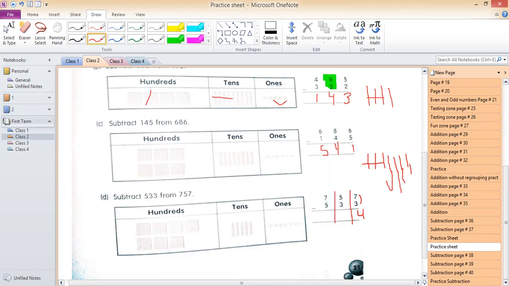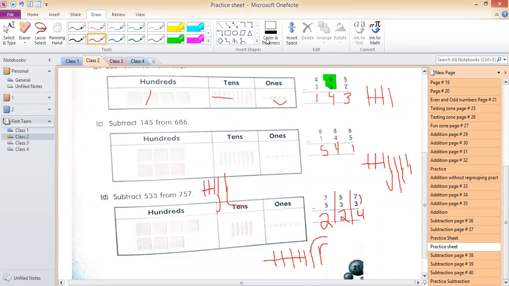Now you have to subtract the tens. 5 minus 3. For that you will draw 5 lines. 1, 2, 3, 4, 5. And then you have to cut 3 lines and check how many lines are left. 1 and 2. So 5 minus 3 is equal to 2. Then you have to subtract 5 from 7. Draw 7 lines. 1, 2, 3, 4, 5, 6, 7. And cut 5 lines. 1, 2, 3, 4, and 5. Check how many lines are left. 1 and 2. So the answer is 224.